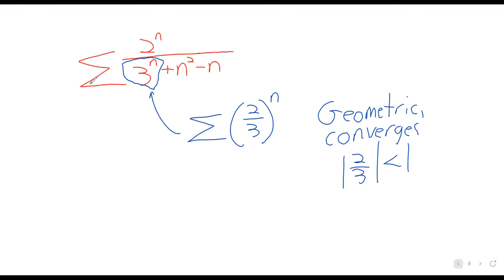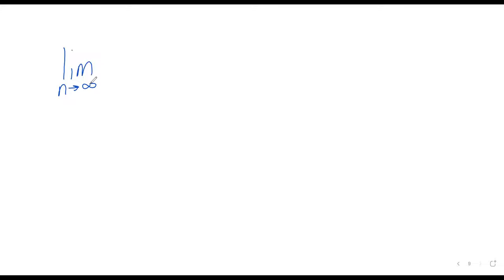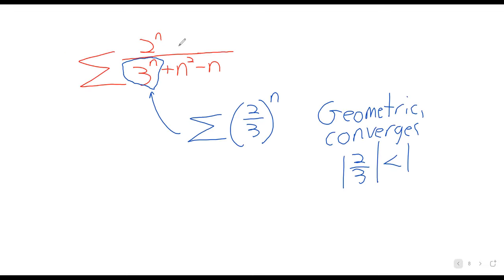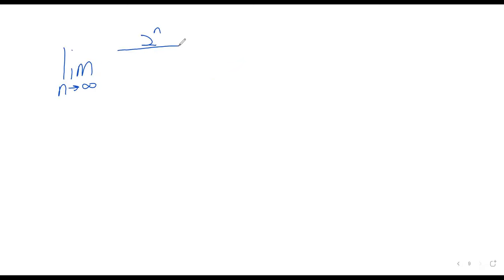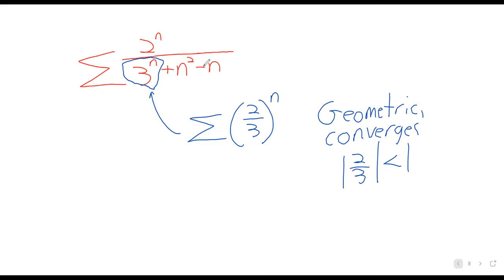So let's see what happens if we hit this thing with the limit comparison test. If we take 2 to the n over 3 to the n plus n squared minus 1, and we divide by 2 to the n over 3 to the n.